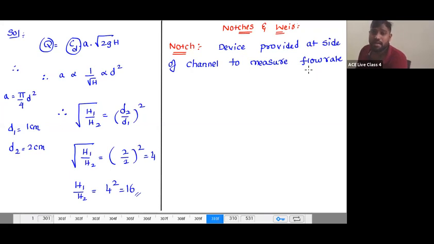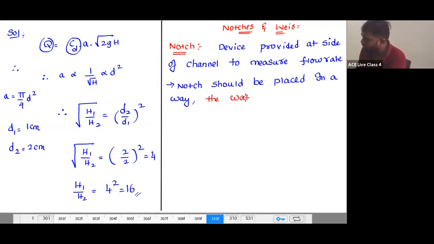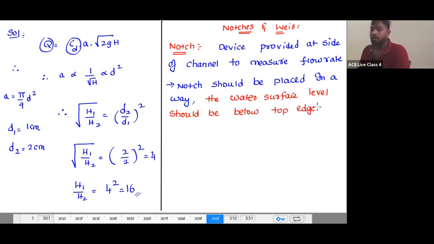And where do you see this device? A notch should be placed in a way that the water surface level should be below the top edge of the notch.